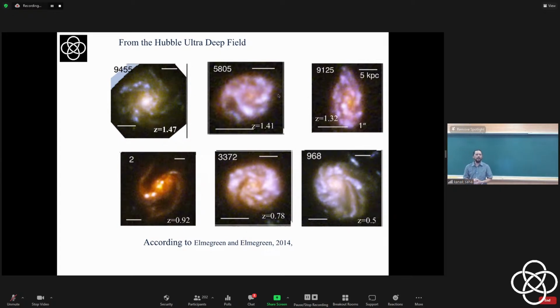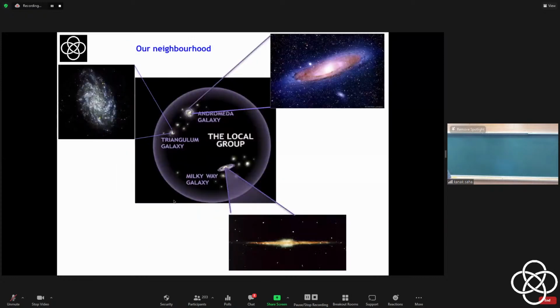Thick arms, and this is what I call thick arms. These are thick arms. This is like a spiral here. This is definitely a spiral, but that's at high redshift. You will see the difference when you compare to the local universe galaxies.